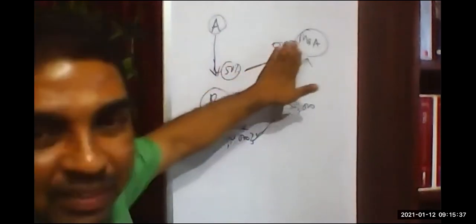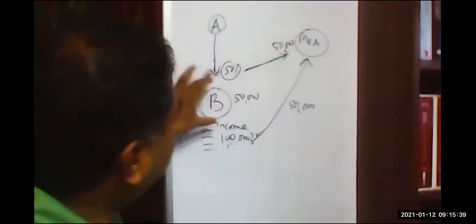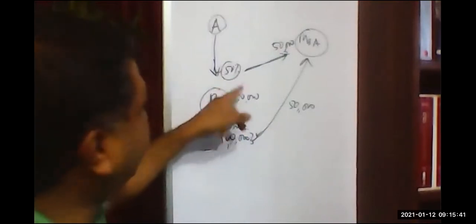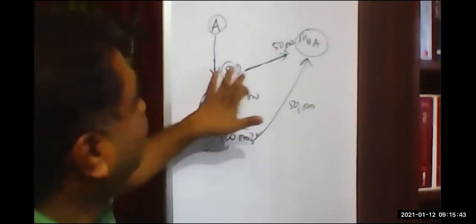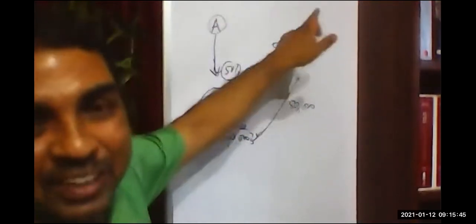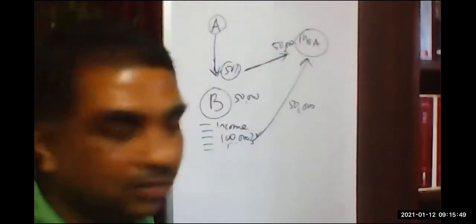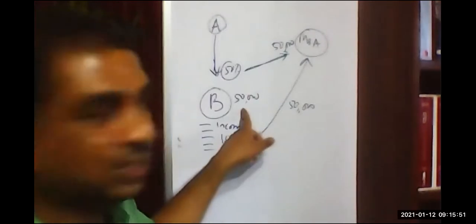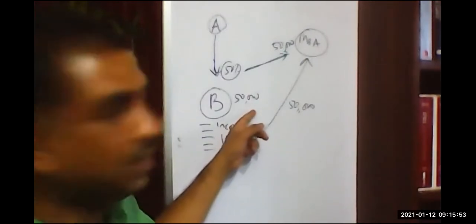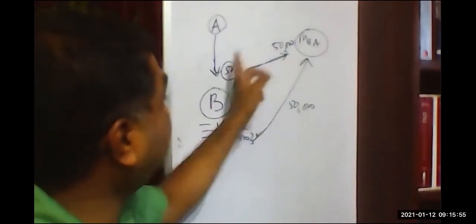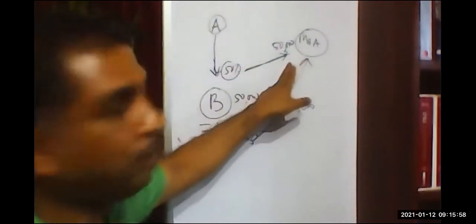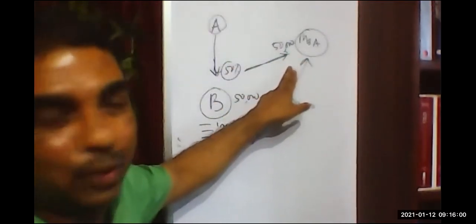Mrs. A's income is 50,000. B's income is 50,000, because the remaining 50,000 he has received has been diverted by the donor. So here B will pay tax only on 50,000. And A will pay on 50,000.